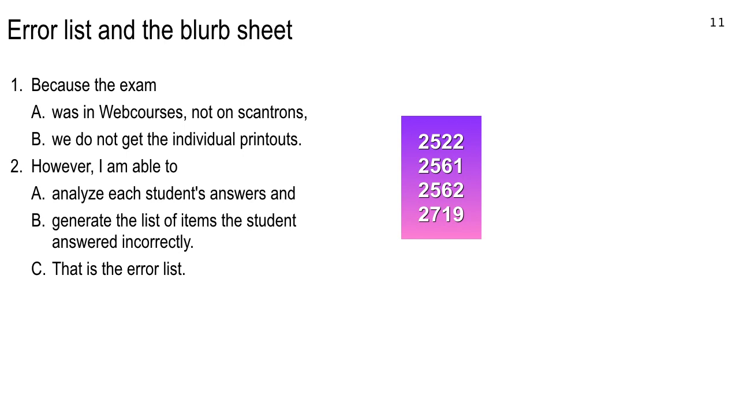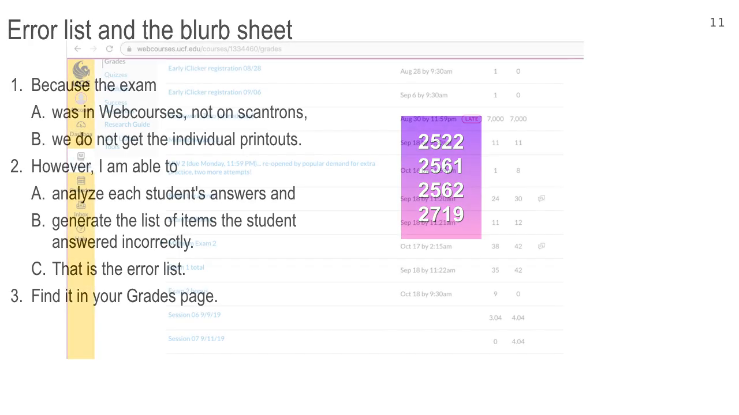So what I do is I analyze every student's answers for every question, and then I make up a short list. A few of you aced the test, actually, which was nice. But for those of you that got some wrong, you have a little list, and it's basically those are all the internal code numbers for the question. So that's what I go by. They're unique identifiers for each question. And you find it on your grades page. Now, here's what it looks like in your grades page.